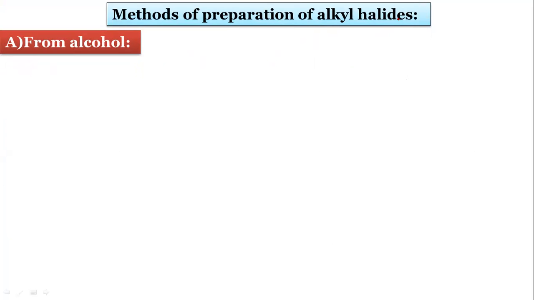OH. Sir, OH. Only OH, na? AROH, yes sir. What is AROH? ROH. Sir, R single bond OH. And what is AROH? Phenol, sir. Yes, very good. AROH will be phenol and ROH will be the alcohols. So if alcohols are given to you and you have to convert them into alkyl halides, which group will be replaced? Tell me.